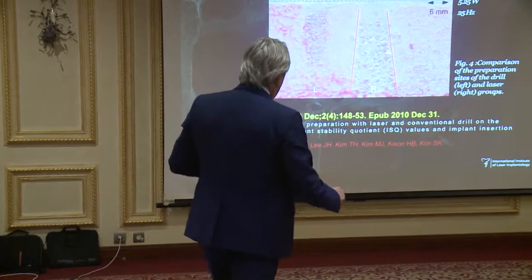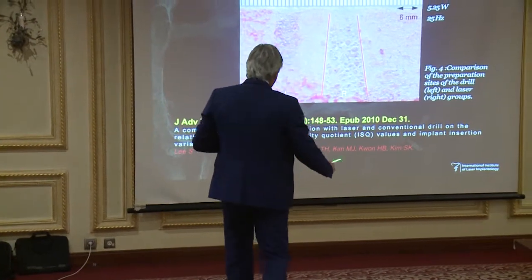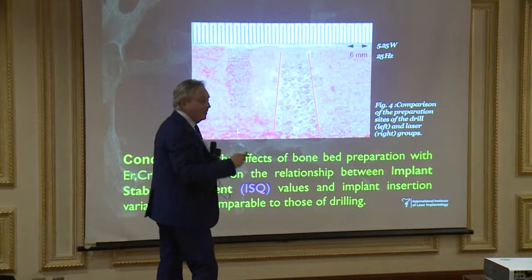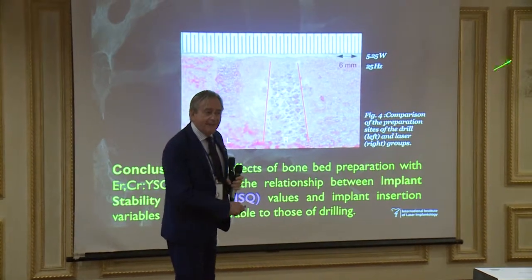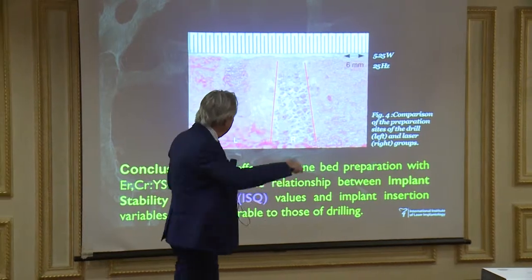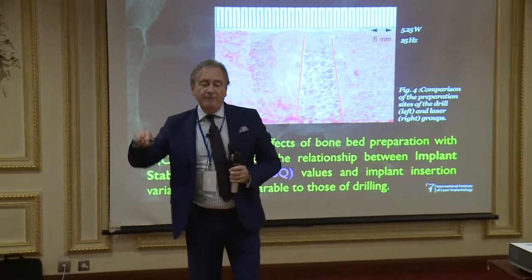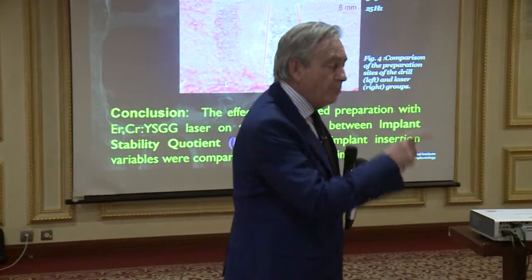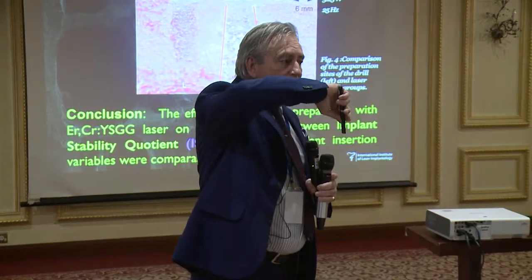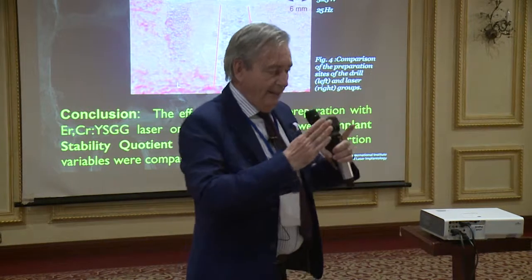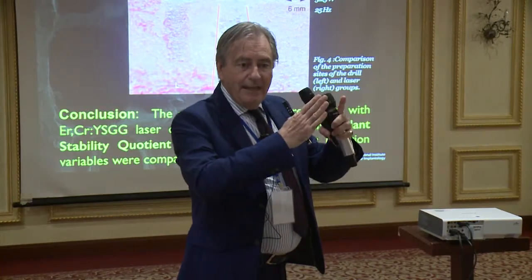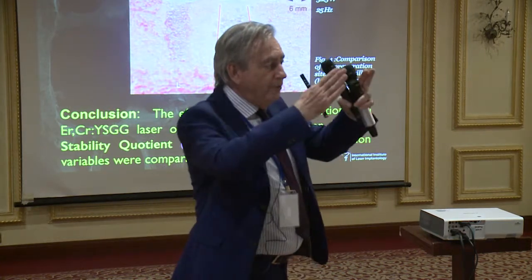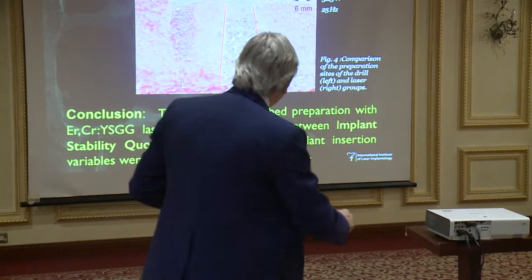So, to make it short, they ended up with this conclusion. Nevertheless, they were not experts in the use of laser. Because if they knew about the use of an erbium laser, they would have known that the action is divergent. That means the vaporization will have a divergent shape. And this is what happened.